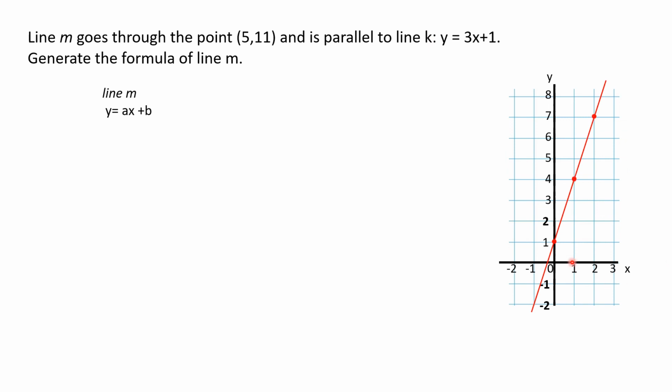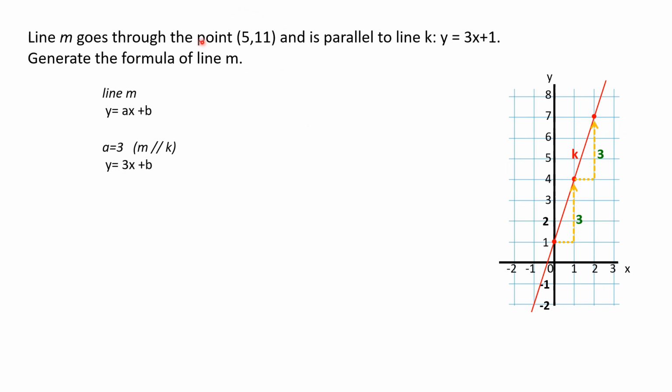And the slope of line k, if you follow the line, one step to the right is 3 up. So the gradient is 3. You can see that in the formula as well. So line M will have the same gradient. a is 3, and then you know y equals 3x plus b.